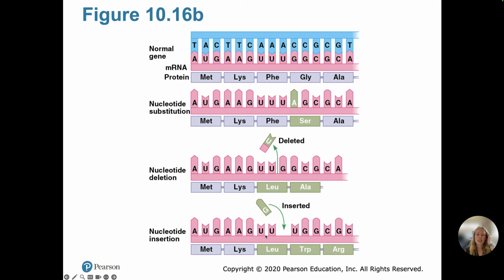Same with the nucleotide insertion. So it's supposed to be UUU, but a G has been inserted here. This then throws off the whole reading frame after the insertion because now UUG codes for leucine, UGG codes for tryptophan, and then CGC codes for arginine. So it throws off the whole reading frame.